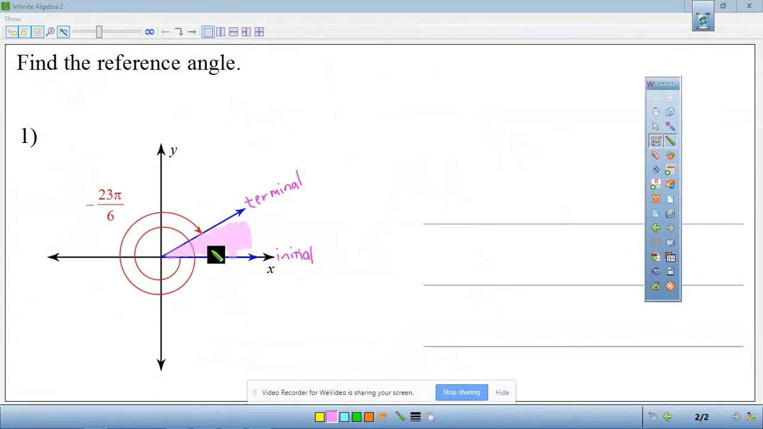Notice it's not all of this spiral. It's that pink portion there, that wedge it makes. And so to figure out its reference angle, we have to figure out a couple of things. We have to figure out its coterminal value between 0 and 2 pi, and then what that coterminal angle makes with the x-axis. So we're going to start by finding its coterminal value.